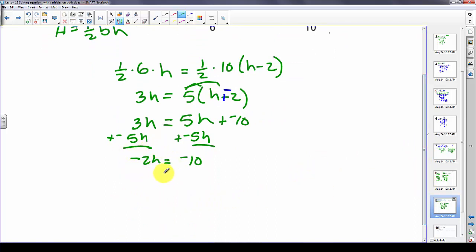And you'll notice the 2 goes into 10 evenly, so negative 2 must go into negative 10 evenly. So right here I have a multiplication of negative 2 to h. In order to undo that, I divide by negative 2. And if I do it to one side, I have to do it to the other. So negative over negative is a positive h, and negative 10 divided by negative 2 is 5. So my height value is equivalent to 5.